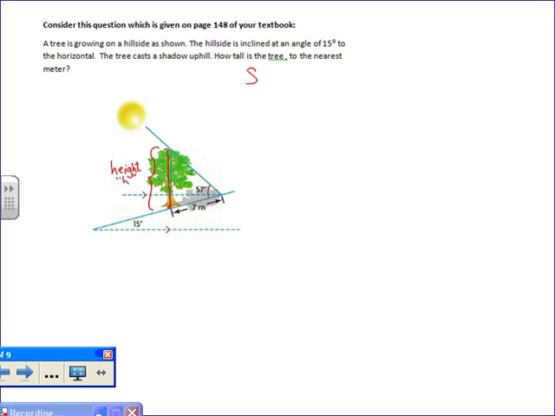We're going to solve for as many unknown angles as possible.